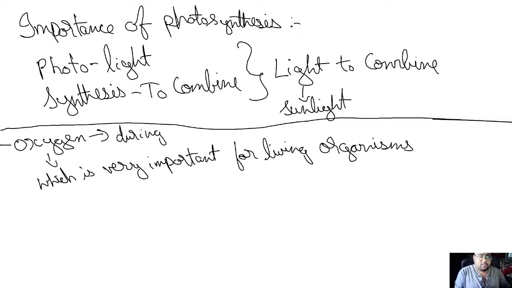During photosynthesis. So okay, students, this is the main, most important thing which all living organisms need: oxygen. Without oxygen, no one can survive. So the important part in photosynthesis is that oxygen is released during photosynthesis.